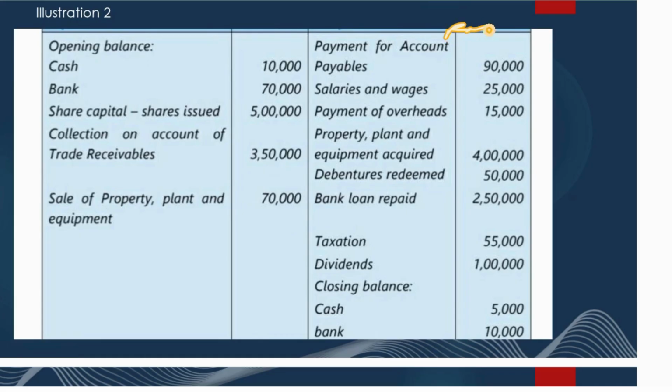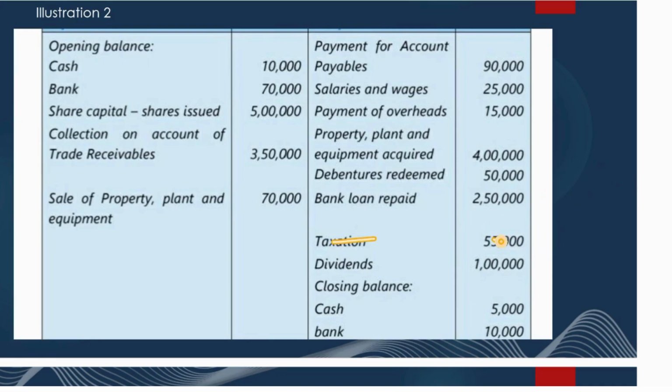If we talk about the payment side, we have payment for accounts payable, 90,000. Next, salary and wages 25,000, and so on. We have a payment for overheads also, 15,000. For PPE we have 4 lakh. For the debenture redeemed, we have made a payment of 50,000. And then the bank loan repaid. The bank loan we are considering is not a short term loan, so we are going to record it in financing activities.